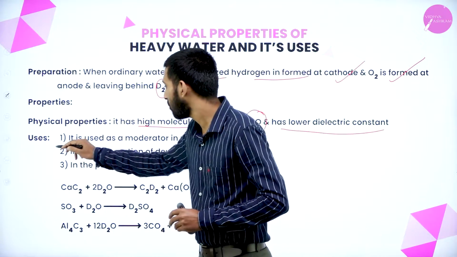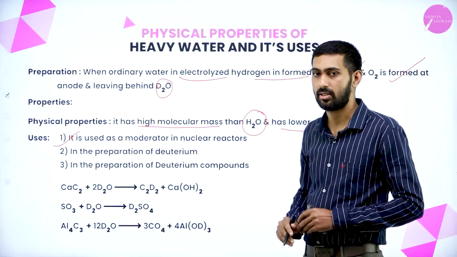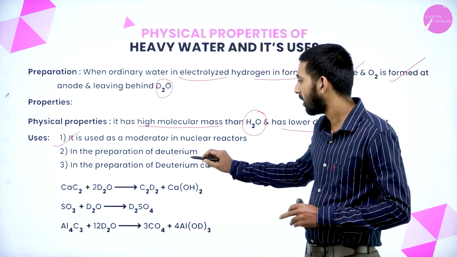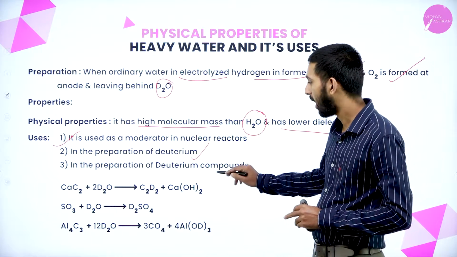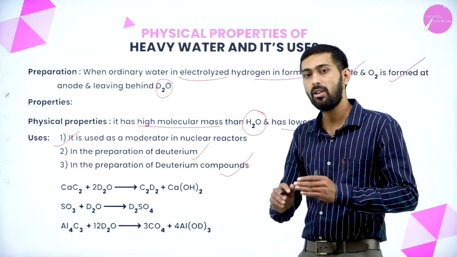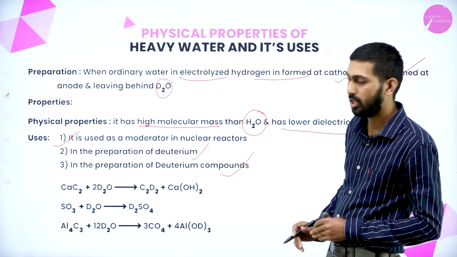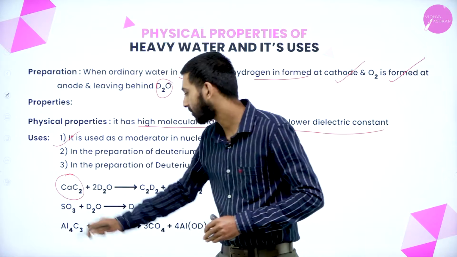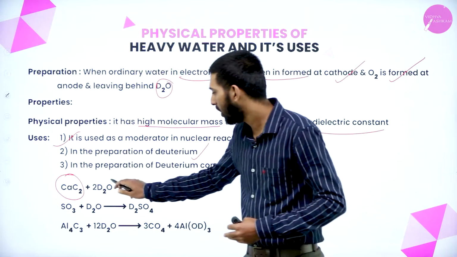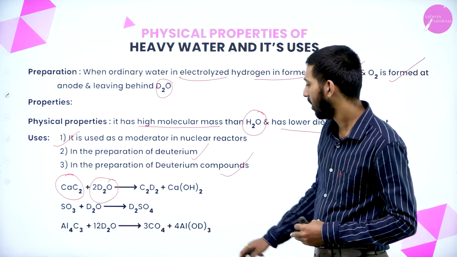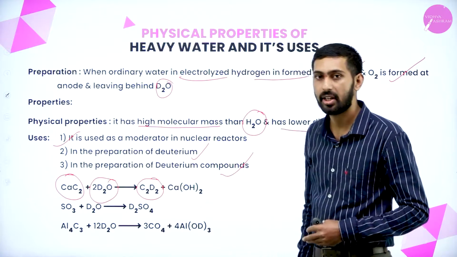Next thing is, it is used as a moderator in nuclear reactors. It is used in the preparation of deuterium and in the preparation of deuterated compounds. So now let us study. Here you see calcium carbide. Calcium carbide is treated with heavy water, and we will get C2D2, deuterated acetylene.